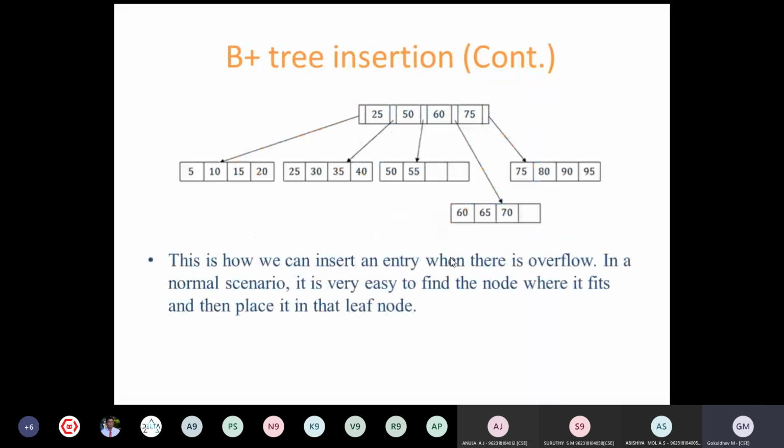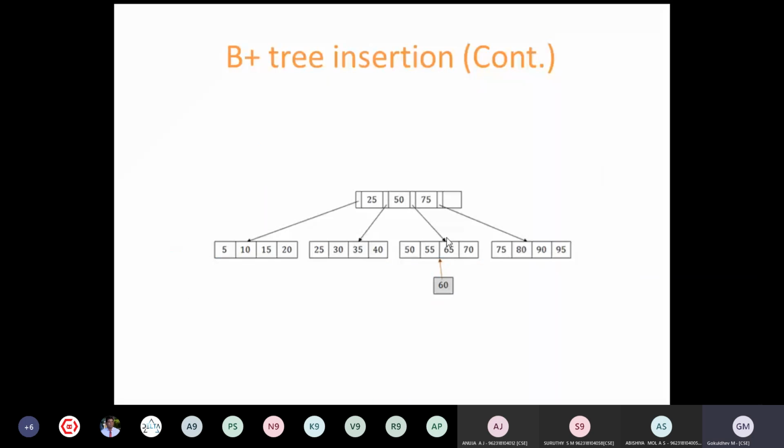Now the 60 has become the root node, because when it tries to occupy its place, that node is filled, so it will virtually get its place here. Once it got the virtual place, as it is the middle element, the 60 will be promoted to the root node, and the remaining 55, 65, 70 will become the children of this 60.